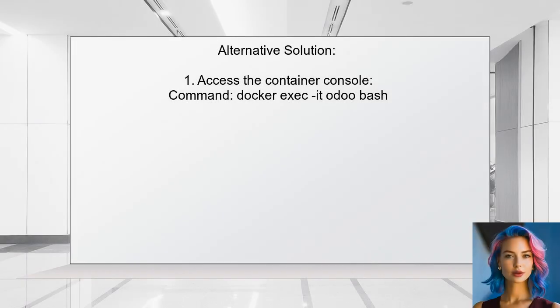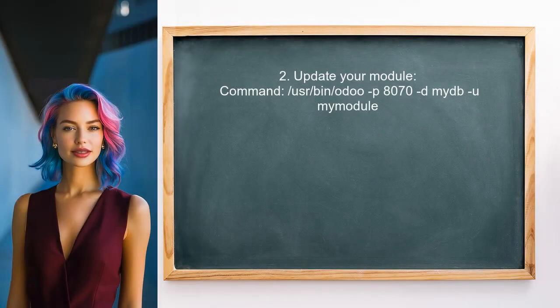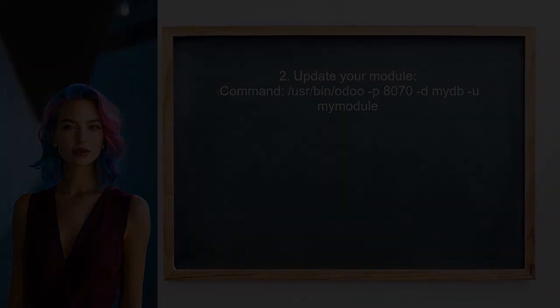An alternative approach to update all Odoo modules in a Docker container involves accessing the container console. First, use the command to enter the console, docker exec odoo bash. Next, update your module using a specific port. For example, you can run /usr/bin/odoo -d mydb -u my_module.